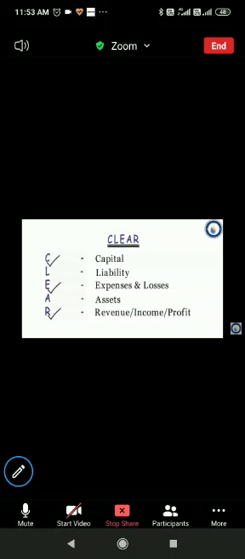Now there is a word: CLEAR. C means capital, L means liability, E means expenses and losses, A means assets, and R means revenue, income, and profit. Now, in this chapter, we will just remember this word CLEAR, and we will do all the questions by this word only. You have to just learn this word. C means capital, L means liability, E means expenses and losses, A means assets, R means revenue, income, and profit.